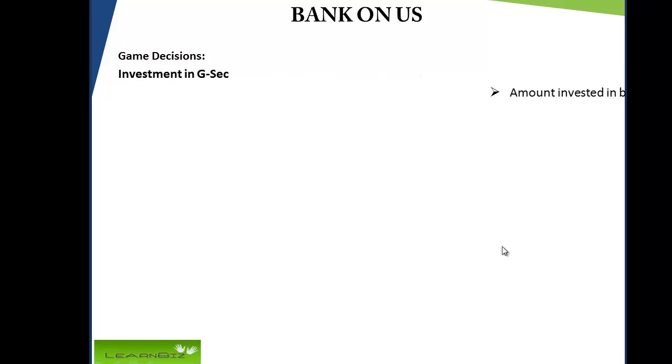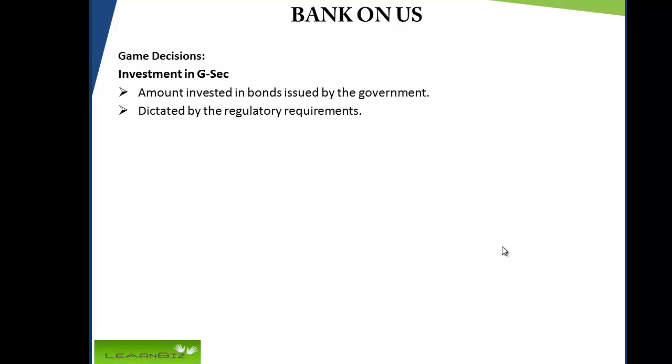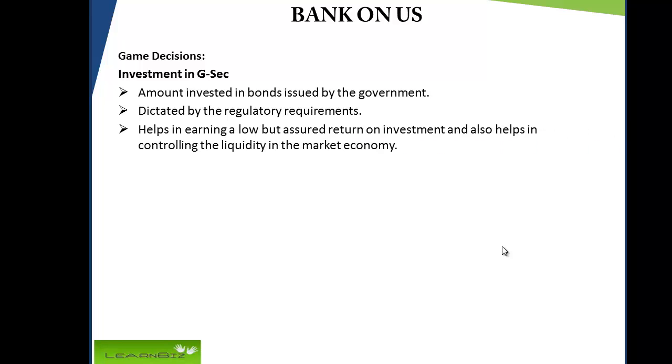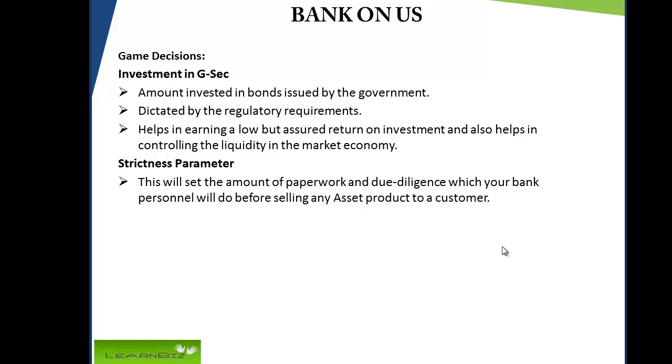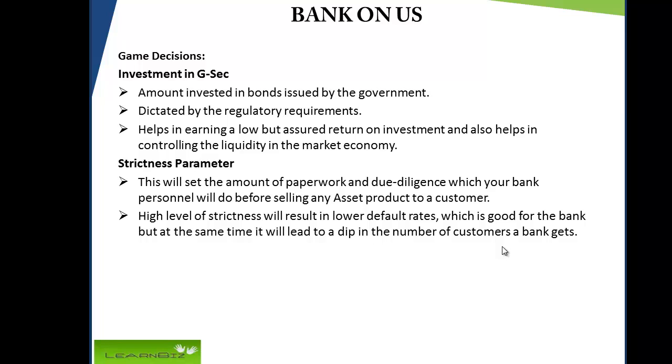Investment in government securities. The amount invested in bonds issued by the government, dictated by the regulatory requirements, helps in earning a low but assured return on investment and also helps in controlling the liquidity in the market economy. Strictness parameters. This will set the amount of paperwork and due diligence which your bank personnel will do before selling any asset product to a customer. A high level of strictness will result in lower default rates, which is good for the bank, but at the same time, it will lead to a dip in the number of customers a bank gets.